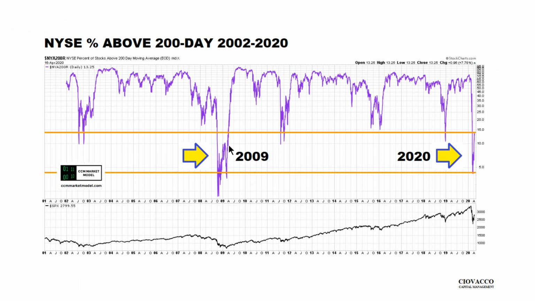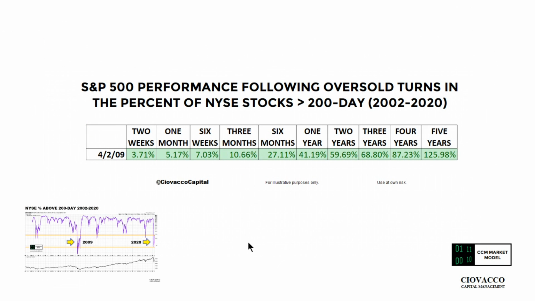The market starts to turn. At this point, we're just oversold. At this point we have some evidence of a turn. How did stocks perform walking forward from this point, which is similar to this point? Extremely well, looking out 2 weeks to 5 years.